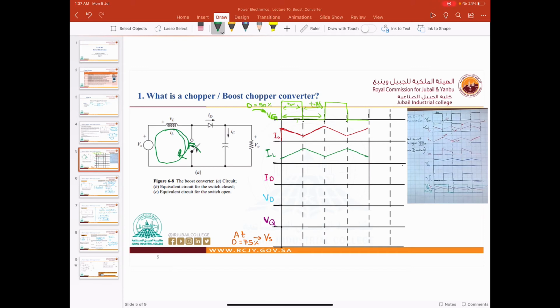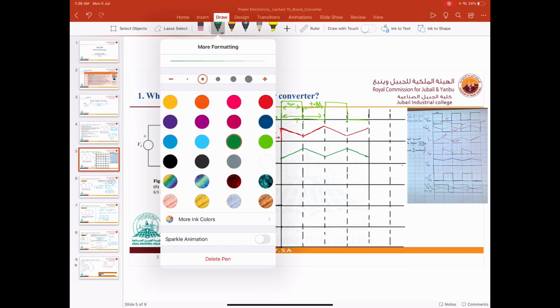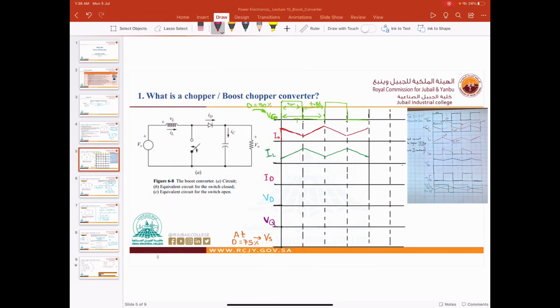Now let's see the I diode. Let us do the analysis for the current of the diode. Now the current for the diode, when the switch is closed, when T is on, then what will happen? We have rotation current here. Do we have current here in the diode? No, we don't have. That's why it is 0. So when the switch is on, we will keep the current 0.